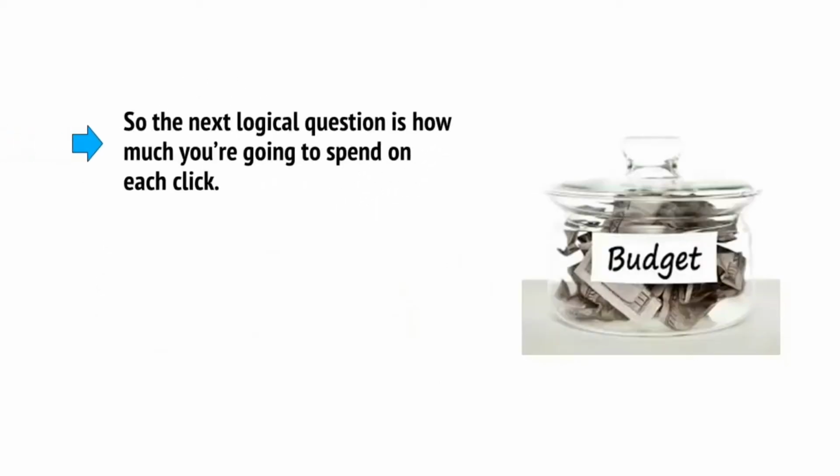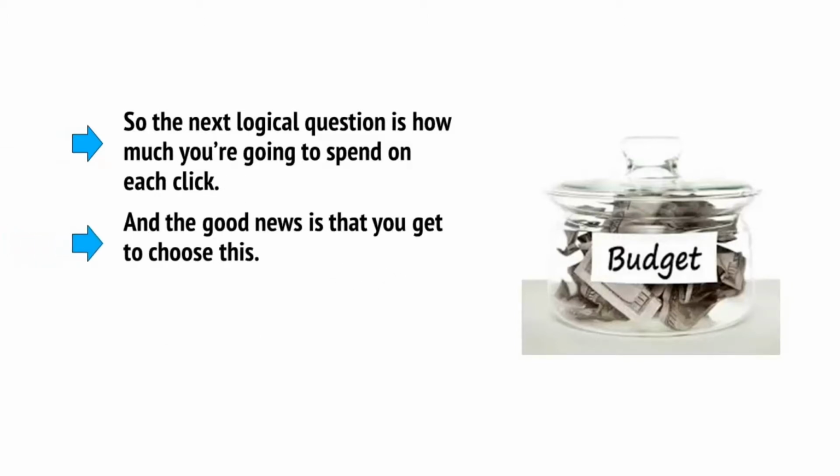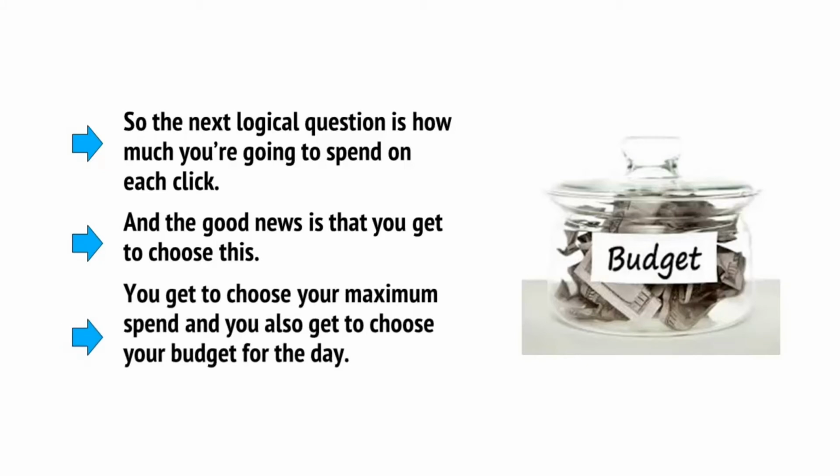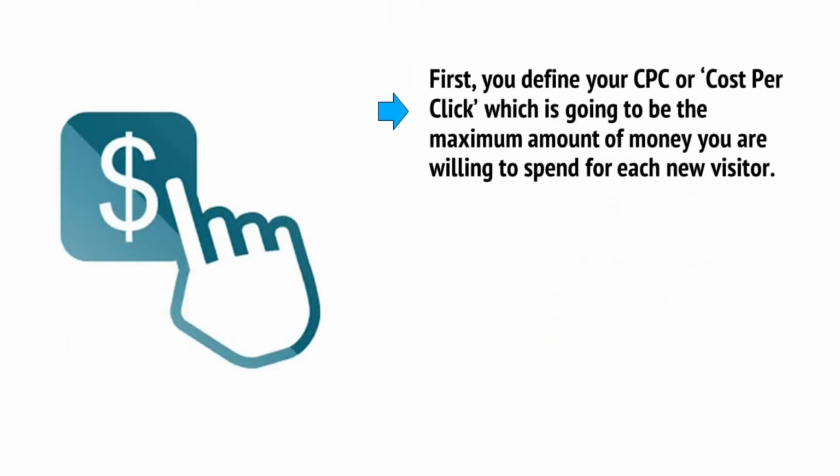So, the next logical question is how much you're going to spend on each click. And the good news is that you get to choose this. You get to choose your maximum spend and you also get to choose your budget for the day. First, you define your CPC or cost per click, which is going to be the maximum amount of money that you're willing to spend for each new visitor.